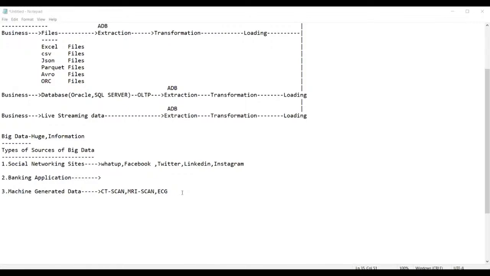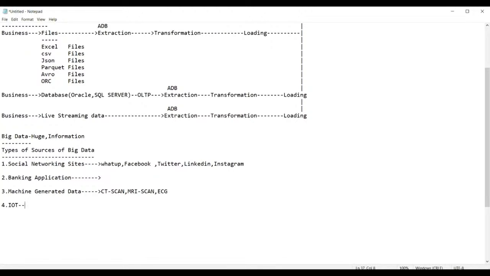Okay, guys, sorry. So now, after this, can you see here, this is the machine generated data. After that, the fourth one we can consider is IoT sensors, Internet of Things.